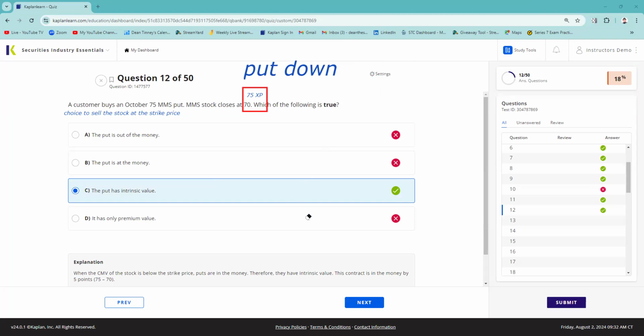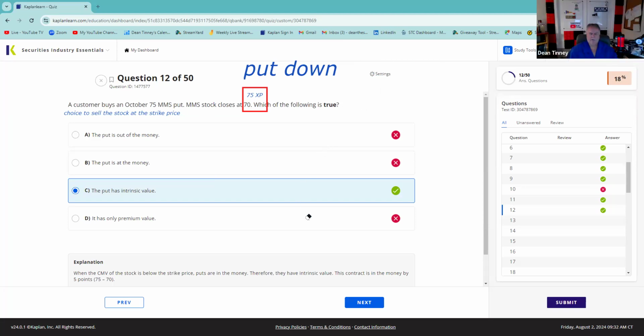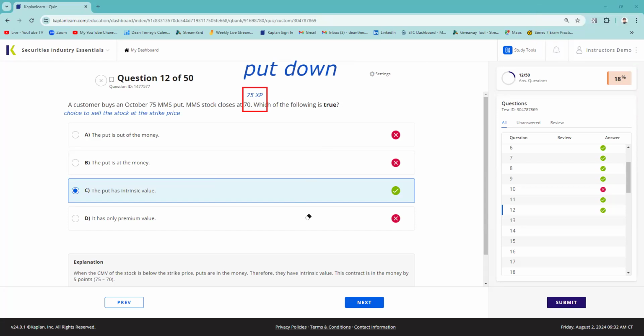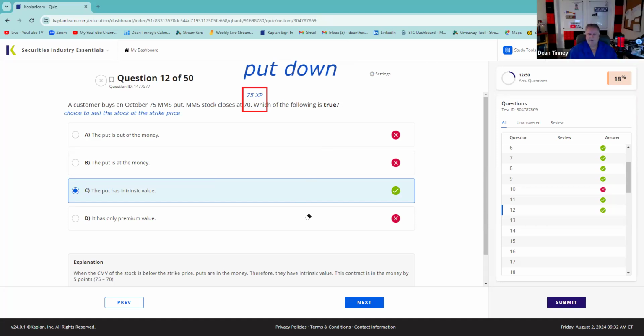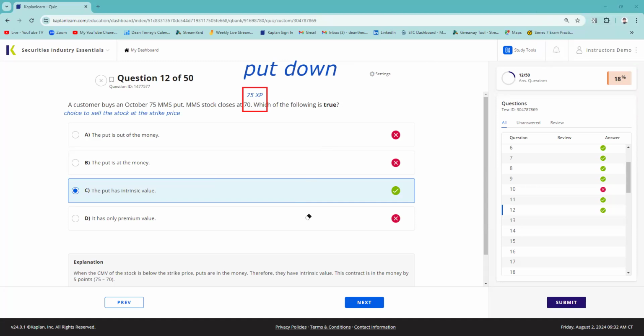The put is out of the money. That's not correct either. The put has intrinsic value. That's right. At the money would be when the strike price and market price are the same. That is not at the money. Got it.